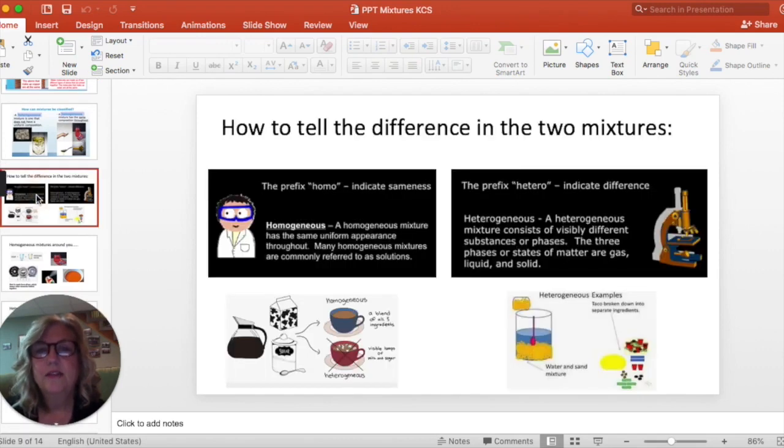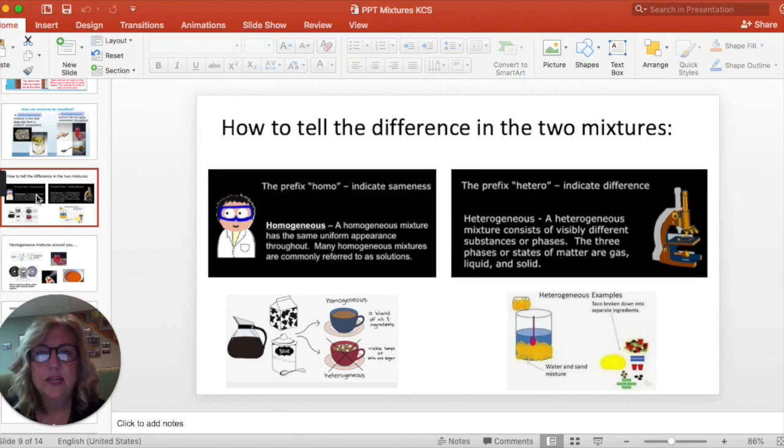How to tell the difference in the two mixtures? Prefixes can help you understand. The prefix homo indicates sameness or uniform. So a homogeneous mixture has the same uniform appearance throughout. Many homogeneous mixtures are commonly referred to as solutions. So in the bottom picture you see coffee, creamer, and sugar are added to coffee, which makes a solution, and that becomes a homogeneous mixture.